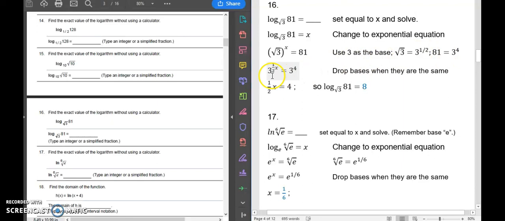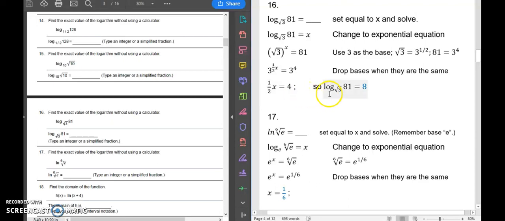So now we'll have 3 raised to the 1/2 x, because we just multiplied those exponents together. We have 3 raised to the 1/2 x equals 3 raised to the 4th power. Now the bases are the same. We can get rid of them and finish solving it like a normal equation. We have 1/2 x equals 4. So we multiply both sides by 2 to get rid of this 1/2 over here to isolate the x. So we'll have x equals 8.